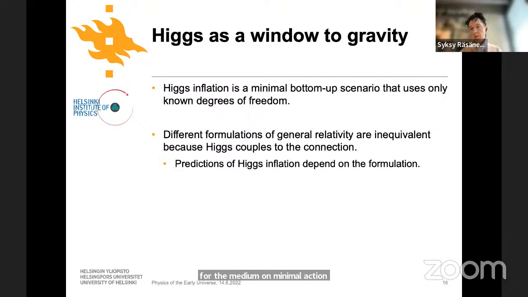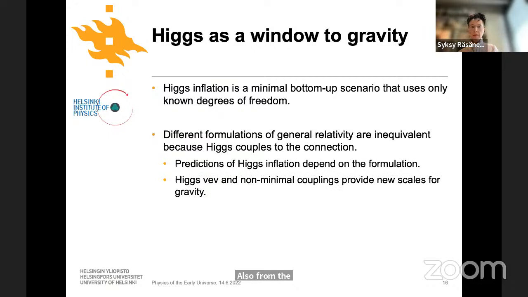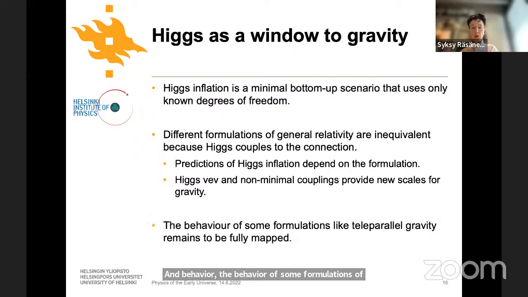But we can look at it also from the upside, namely that here the Higgs vacuum expectation value, so the background field value during inflation, and the non-minimal couplings, whether they are xi or other couplings, provide new gravitational scales. So what these do, as also discussed in the previous talk, is bring down gravitational physics from the Planck scale to lower scales where they can be accessible to inflation. So that's interesting. The behavior of some formulations of GR, like teleparallel gravity, remains to be fully investigated, and also what's happening with all these possible terms that you can write in the Palatini case, for example, remains to be mapped.